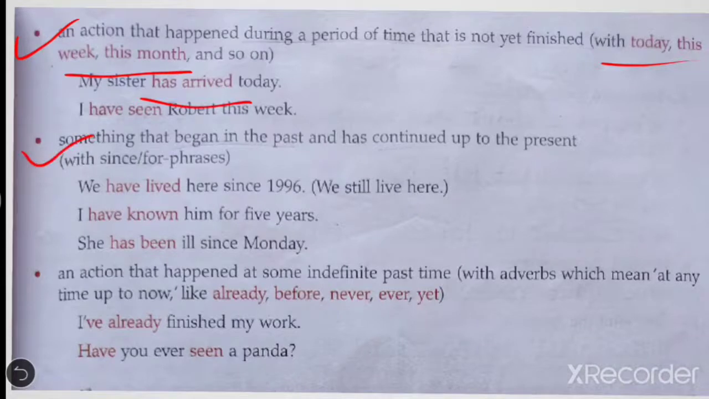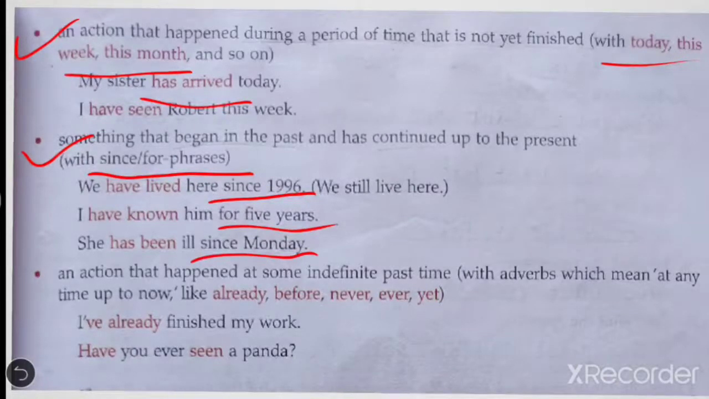Something that began in the past and has continued up to the present. And that time the words since and for will come. These words show that it continues to the present. I've lived here since 1996. It means in 1996 we started living here and still we are here. I've known him for 5 years. She has been ill since Monday.